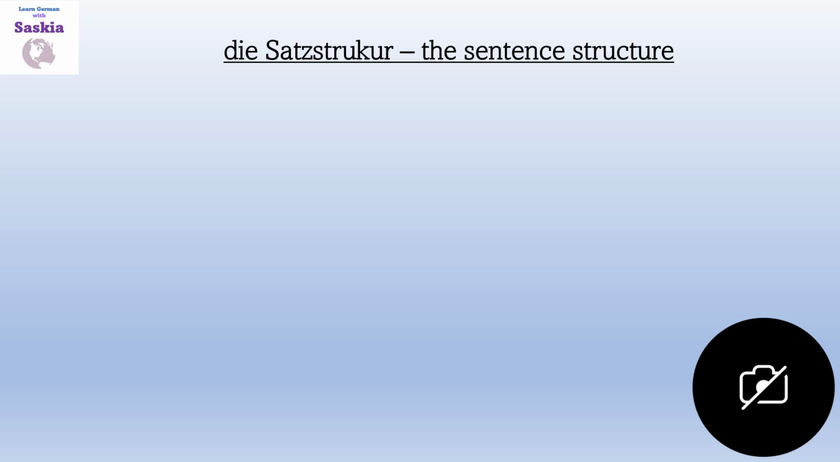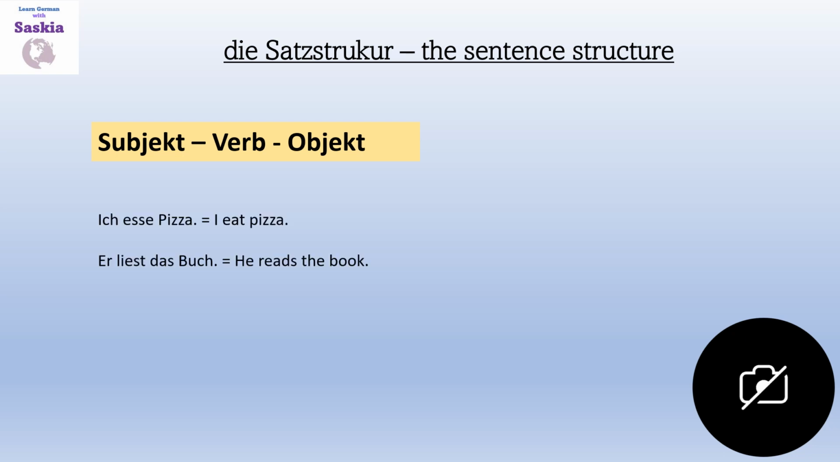So let's get started. First, let's talk about the basic sentence structure in German. Like English, German typically follows the subject, verb, object order, also Subjekt, Verb, Objekt. This means that the subject of the sentence usually comes first, followed by the verb, and finally the object we are talking about. So let's make an example.